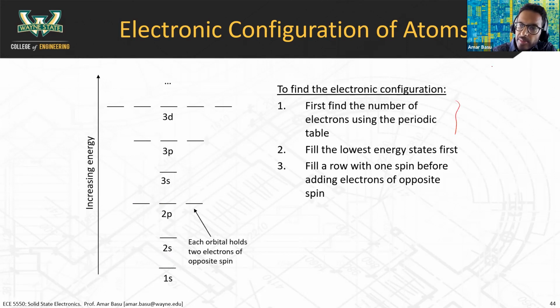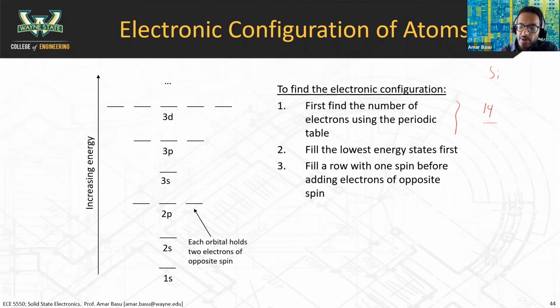So we're doing an example of silicon. The atomic number of silicon is 14, so there's 14 protons and therefore 14 electrons. We did the first step here: we know how many electrons we're going to fill in. The next step is to fill the lowest energy states first.